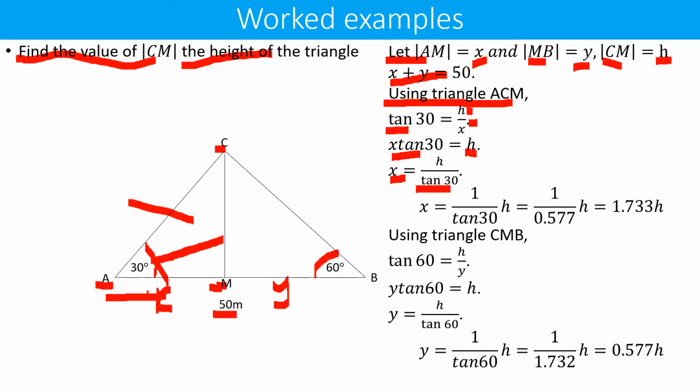So then you split the H out, so X will be 1 over tan 30 H. So X is equal to 1 over 0.577 H. So X is equal to 1.733 H.